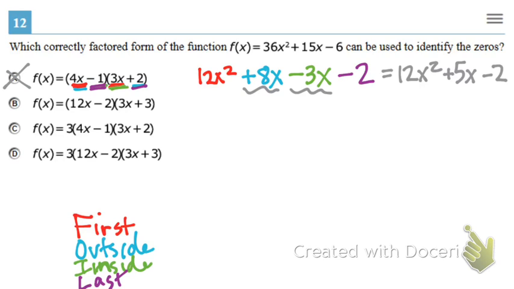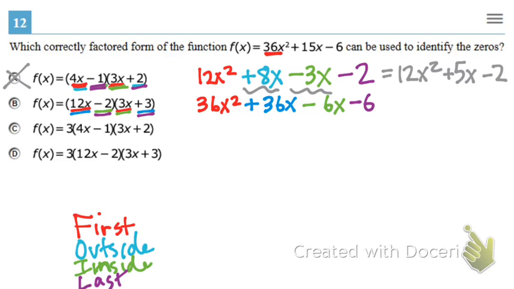Now we're just going to go through and do the same thing. So the first numbers, you get 36x squared. Okay, that looks promising, right? Now I'm going to do the outside. So 12x and positive 3 is positive 36x. Now I'm going to do the inside ones. So negative 2 and 3x is negative 6x. And then I'm going to do the last ones. Negative 2 and positive 3 is negative 6.